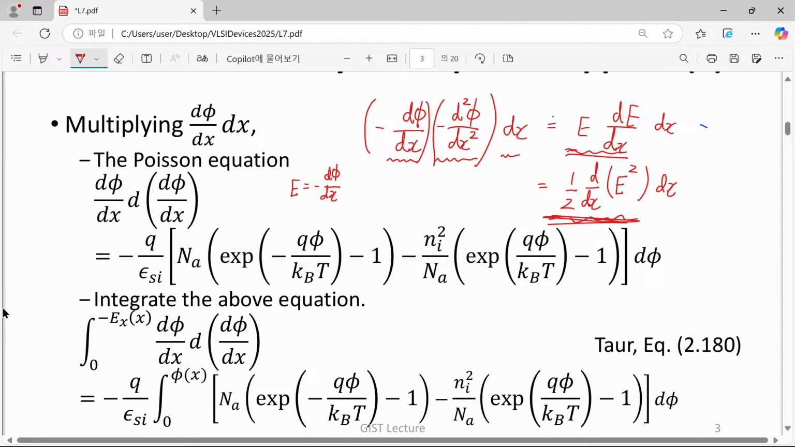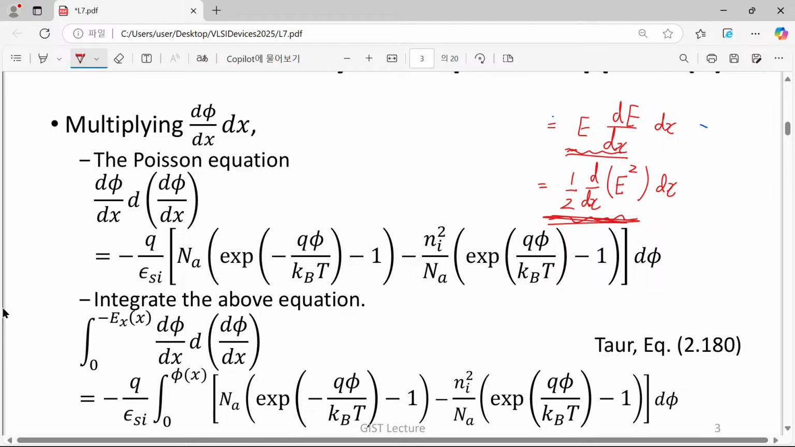So simply speaking, the left-hand side of our Poisson equation multiplied by this weighting factor becomes just the square of the electric field, its derivative and integration. So let me just do the integration. Then how can I do that?